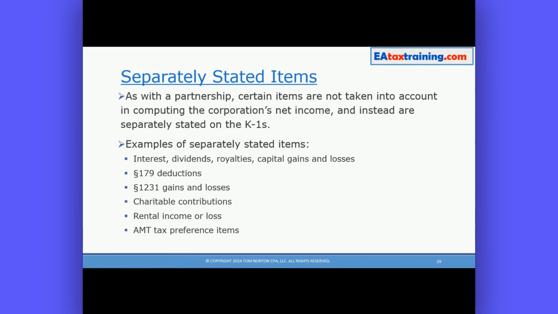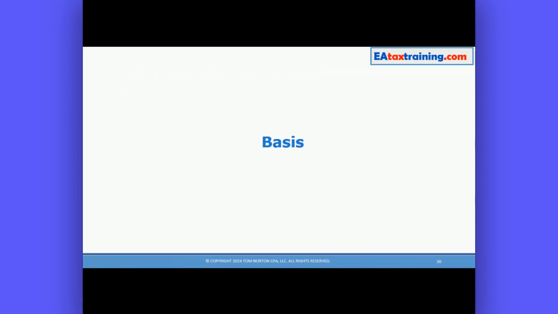Separately stated items. As with a partnership, certain items are not taken into account in computing the corporation's net income on page 1 of their 1120S. Instead, those items are separately stated on the K1. Here are some examples of those: interest, dividends, royalties, Section 179 deductions, Section 1231 gains and losses, charitable contributions, rental income and loss, and the alternative minimum tax preference items.